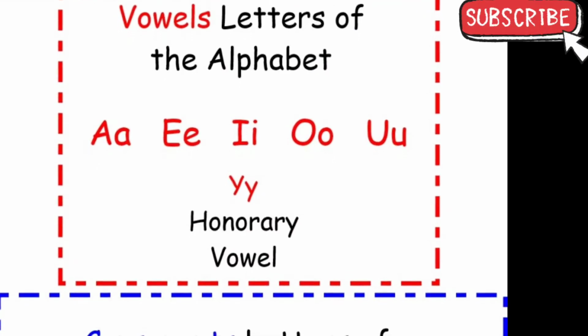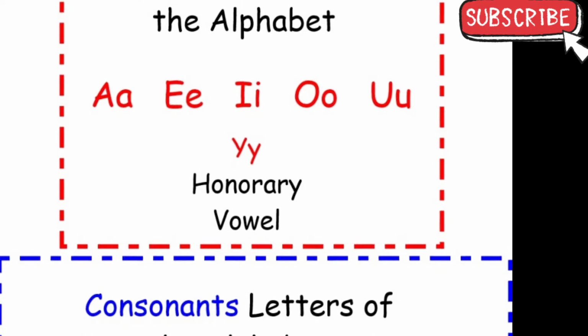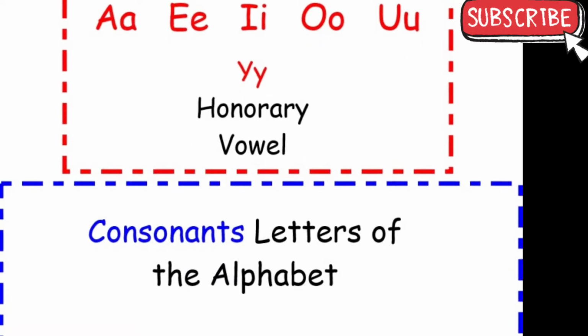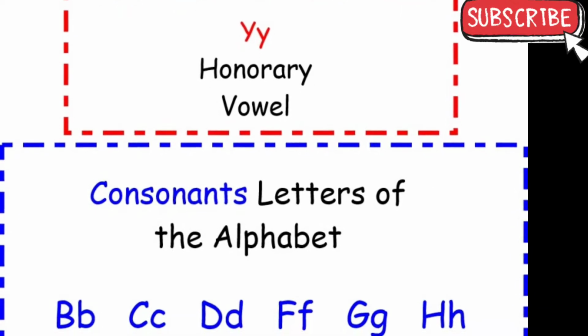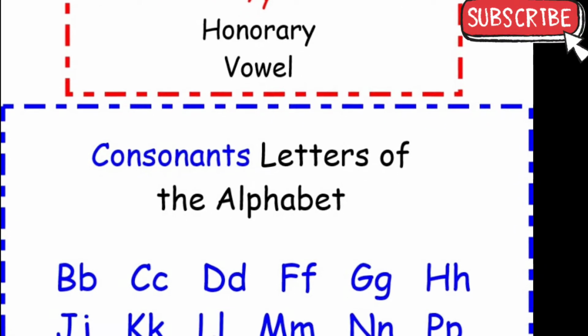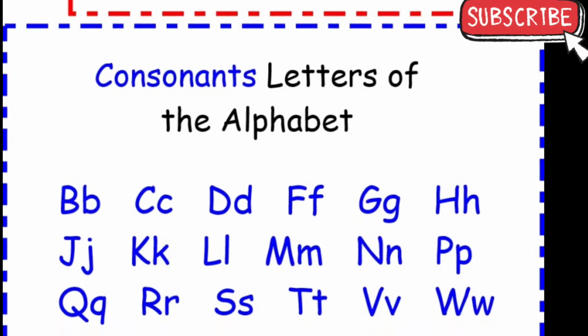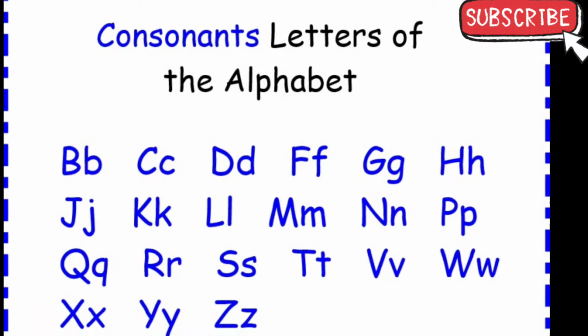Okay, other than these five vowels, Y को भी हम कभी कभी vowels में count करते हैं, क्योंकि Y की जो sound है वो कभी कभी हमें किसी किसी words में vowels की तरह आती है. और बाकी के जो letters बच गए वो आपके क्या है, consonant. Okay, तो याद रखना five vowels and other letters are consonant.